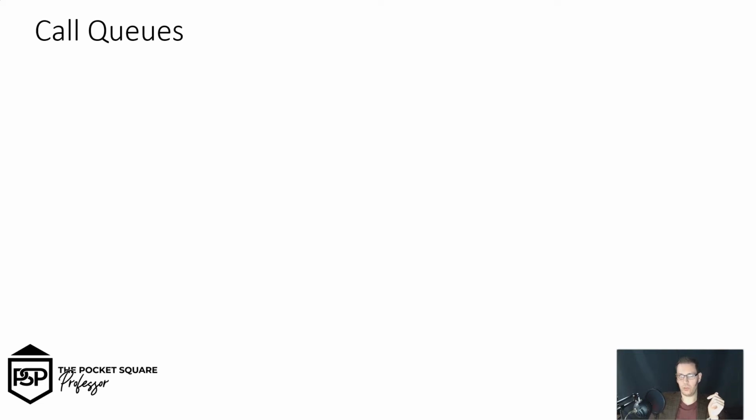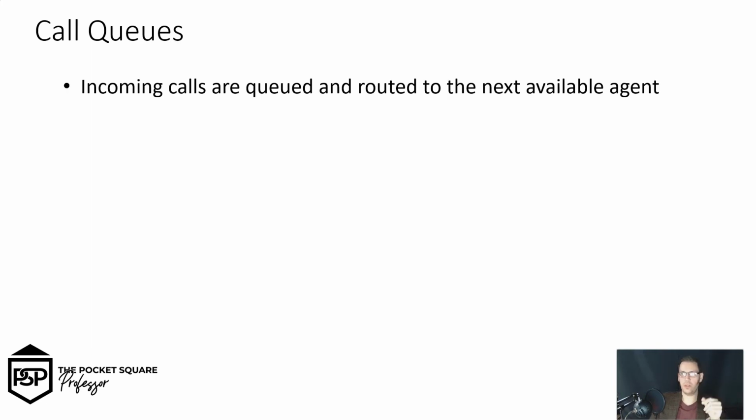Then we have call queues. Call queues here are newer to Teams. These are new functions and features being added into call queues all the time. But this one is really around a help desk potentially, or it could be a call center scenario where incoming calls are queued and routed to the next available agent. So you can think of it like a ball coming in, it gets routed over and it basically sits there till somebody can pick it up.